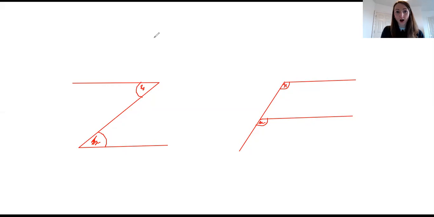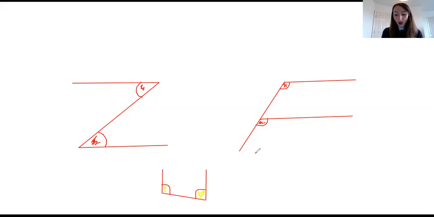Finally, we then have our U angles or our C angles. And this looks a bit like this. And it just says these two bottom angles add up to 180 degrees, okay? So this one and this one add to 180 degrees, okay? So we've got my Z angles, we've got my F angles, and we've got my U angles, okay? And these are three really, really important angles.